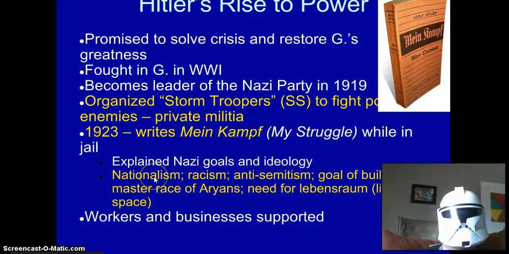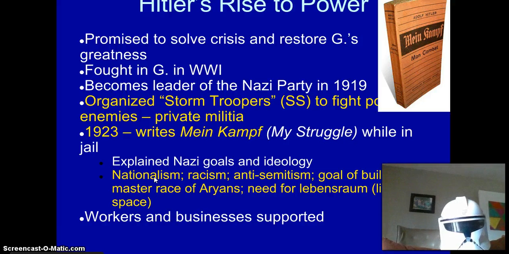He writes in his jail cell, and he sits there and talks about Nazism, what their goals are, what their aspects of it are, that they are a master race of Aryans, blonde-haired, blue-eyed guys, and that white people are reduced to.